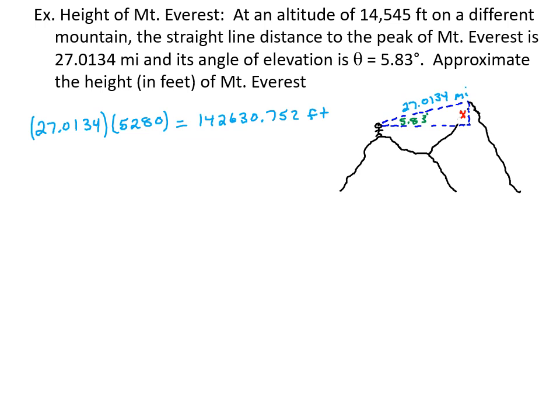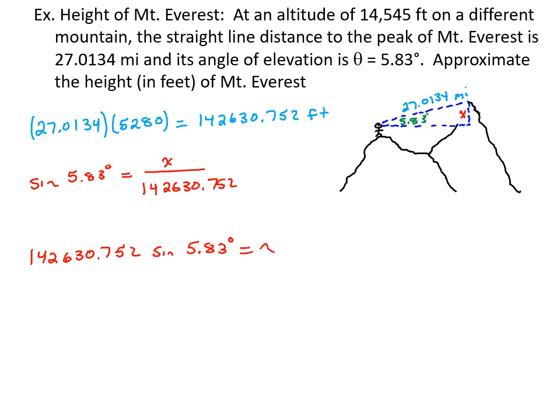Then we're missing the opposite side. We have the hypotenuse now. So I could say the sine of 5.83 is the opposite, the x, divided by the hypotenuse, which I'm going to use as the 142,630.752. Multiply that on the left-hand side and say that 142,630.752 times the sine of 5.83 degrees, that is x. Then we go to the calculator and see what we get.